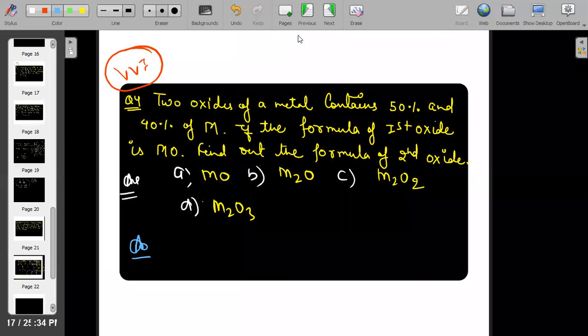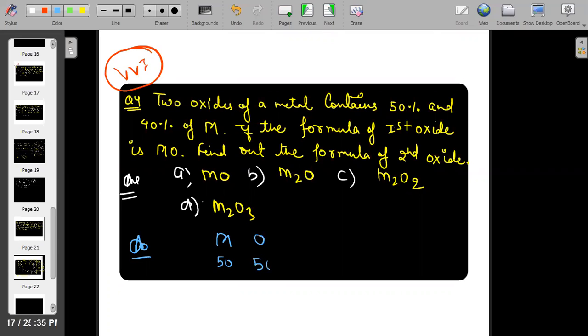Okay, let's go, I'm solving. Look at what is given. Two oxides of metal: suppose one oxide has 50% metal, so definitely oxygen will also be 50%. The second oxide has 40% metal, so oxygen will be 60%. We know that if it is 50% metal, then the formula is MO. That means the atomic masses in this case are the same, divided by 50-50. Now here, look at 40 and 60. So what should be the smallest number?